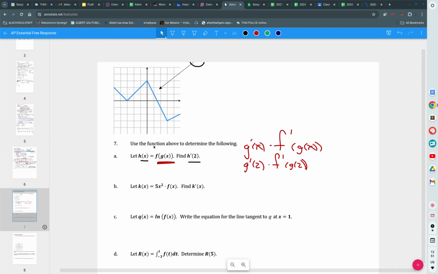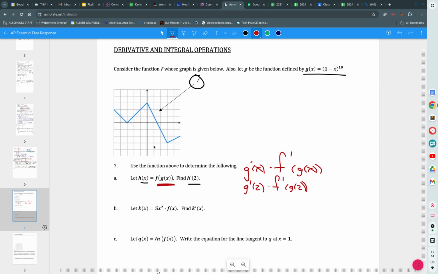Well, I look back up here. I know that g is this function. I would like to find the derivative of that. How do we find the derivative of this? Chain rule. And I have u to the 10th, and I have 1 minus x. The derivative would be -1, and the derivative would be 10u to the 9th. So -10 times 1 minus x to the 9th power. What do I plug in? 2. 1 minus 2 to the 9th? -1 times -10. So we get 10 times.